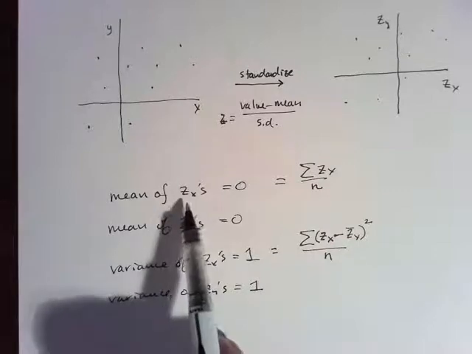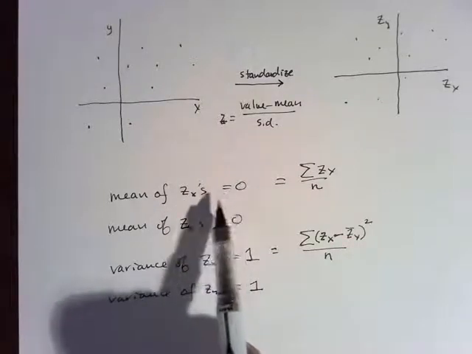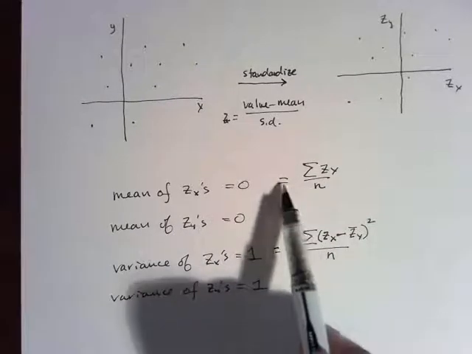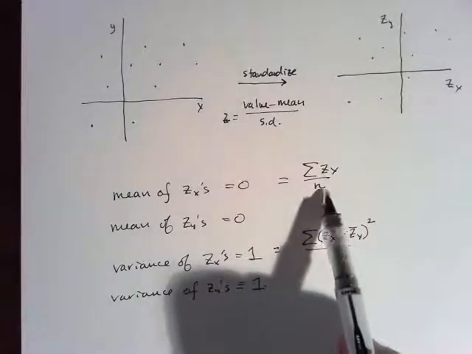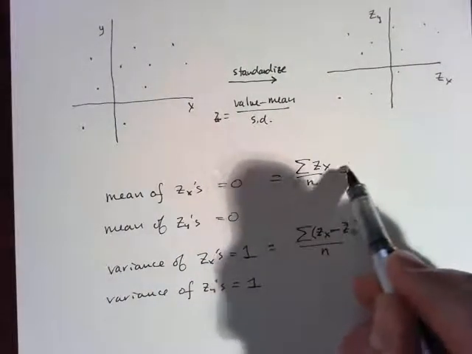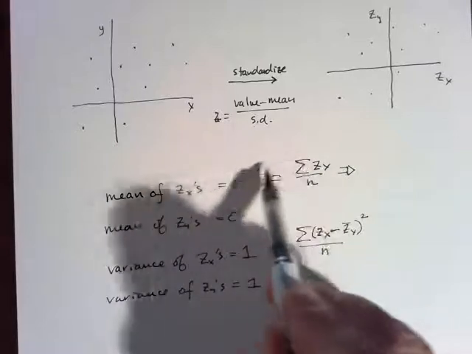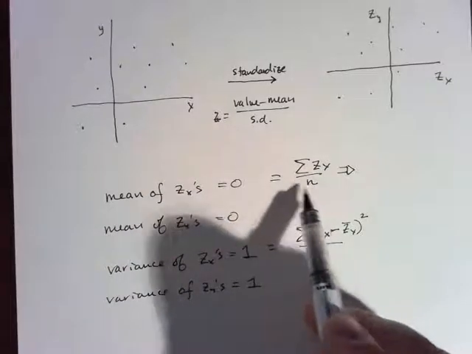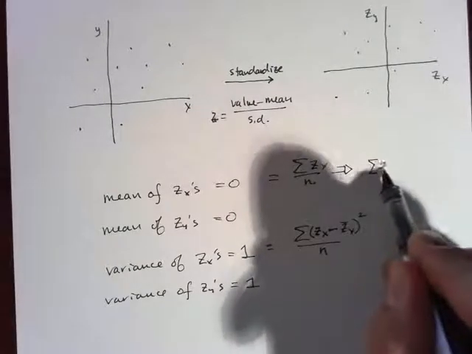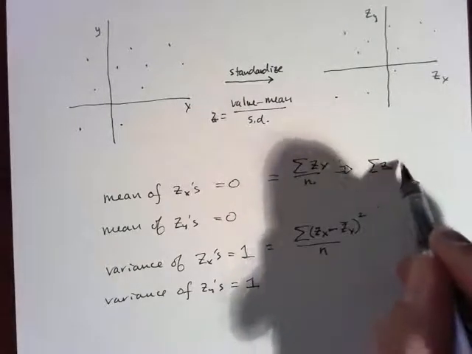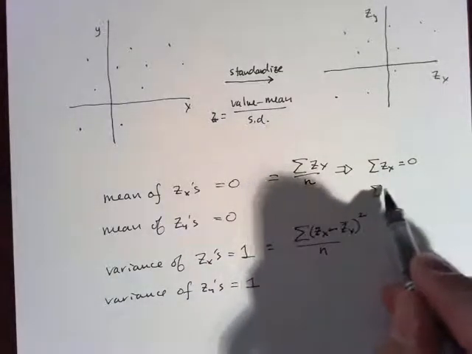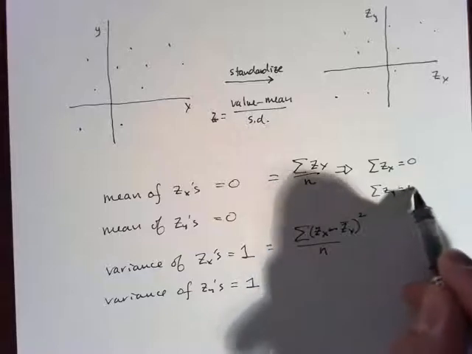First is that the mean of z-scores is always 0. So the mean of the zx's is 0, the mean of the zy's is 0. Remember, the way we get the mean is by adding up all of these zx's and dividing by n. So this implies, if I look at this equation here, n is just a constant. I can multiply both sides by n. And this implies that if I add up the zx's, if I add up the z-scores for all the x's, I always get 0. And likewise, the same is true for the y's. I get 0.